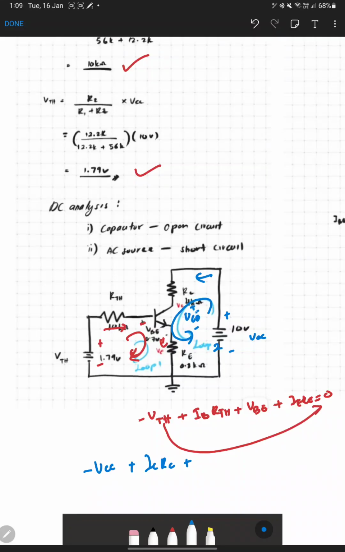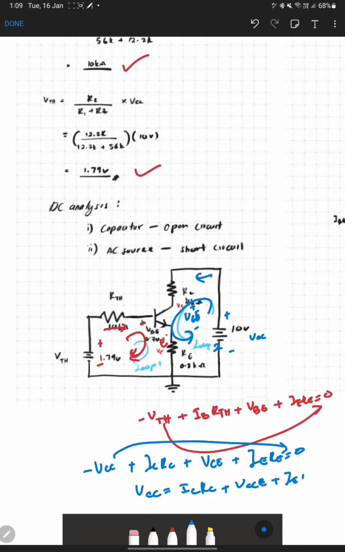We meet the positive sign of VCE first, then plus IE RE equals 0. We rearrange our equation, bringing VCC to the right side: VCC equals IC RC plus VCE plus IE RE. Since we already know all the values, we can simply find VCE. All the IC RC and IE RE turn to the other side, so VCE equals VCC minus IC RC minus IE RE.